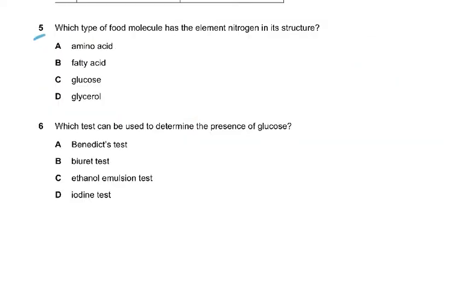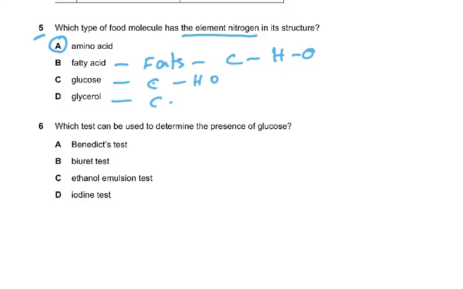And question number 5, which type of food molecule has the element nitrogen? It is only present in proteins. Amino acid is a protein, so that is why the answer is A. You see, fatty acid is a fat. Fats contain only what? Carbon, hydrogen, and oxygen. Glucose is a carbohydrate, carbon, hydrogen, oxygen. Glycerol is part of a fat molecule, carbon, hydrogen, and oxygen.